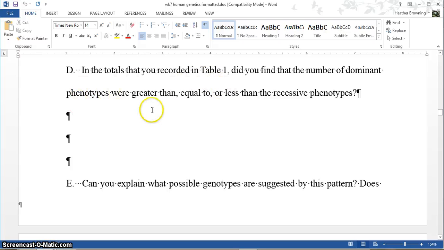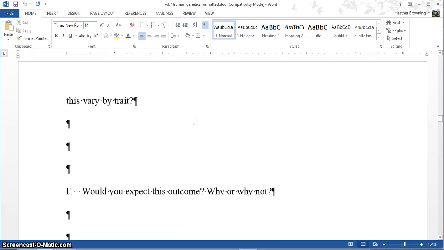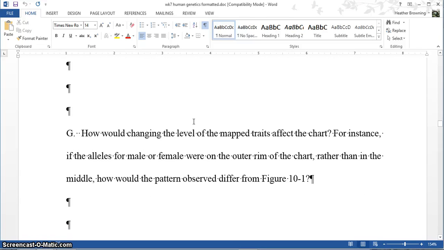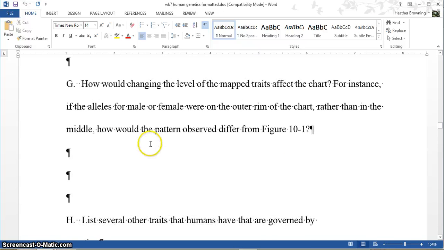Did you find dominant phenotypes were equal to, greater than, or less than recessive? You'll be able to tell that from what you got. Can you explain what possible genotypes are suggested by this pattern? Do they vary with a trait? Would you expect this outcome? How would changing the level of the map traits affect the charts? For instance, if the alleles had male or female in the outer rim, so if you were to go the opposite direction, what would happen?